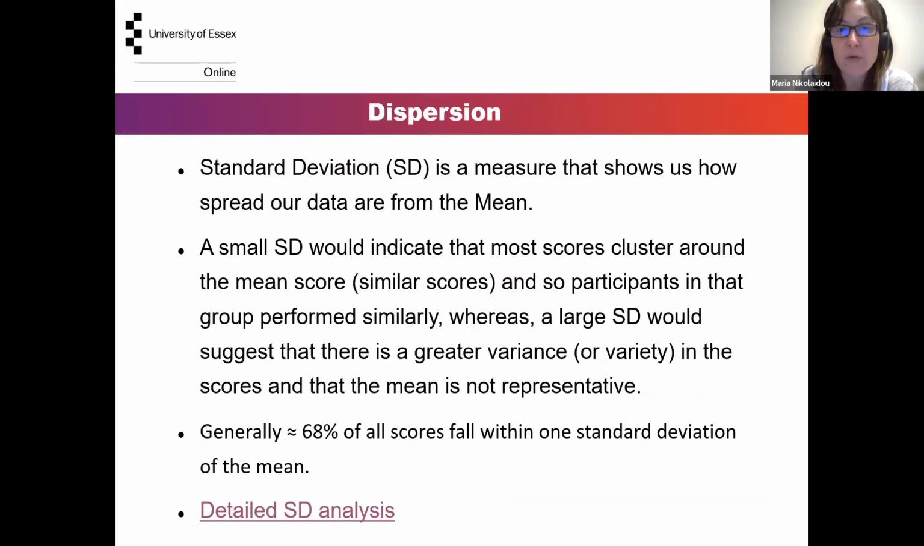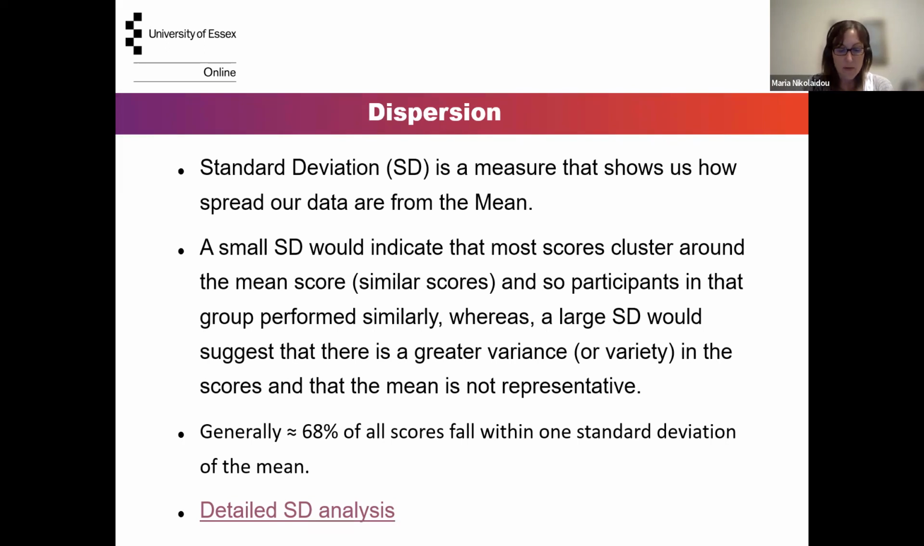When it comes to standard deviation, a small standard deviation would indicate that most scores cluster around the mean score. So participants, in essence, perform quite similarly, whereas a large standard deviation would suggest there is a greater variance in the scores and that the mean is not representative because we have a lot of variation.